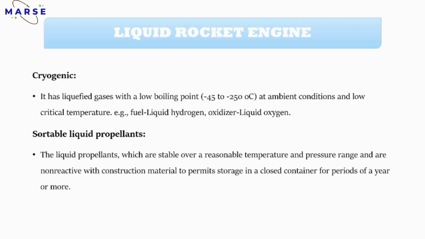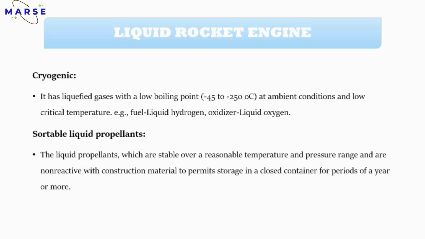Next, we will see the cryogenic part. So these are liquefied gases with a low boiling point. You can see the range like minus 45 to minus 250 degrees Celsius at ambient condition, and a low critical temperature also. For example, as a fuel, liquid hydrogen is mostly used as a cryogenic propellant, and as an oxidizer, liquid oxygen is mostly used as a cryogenic propellant. Understood, guys?